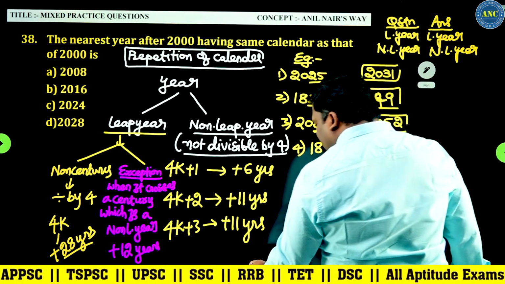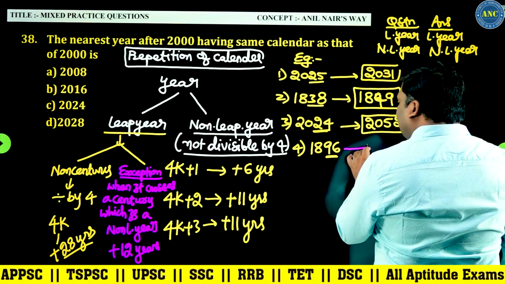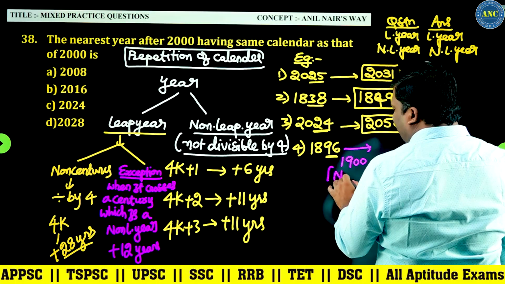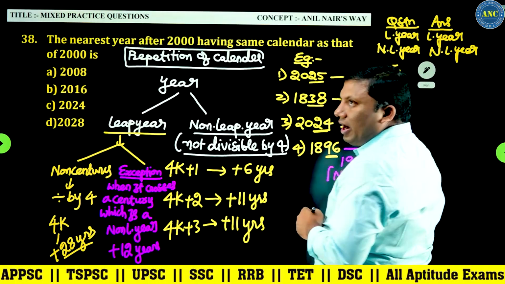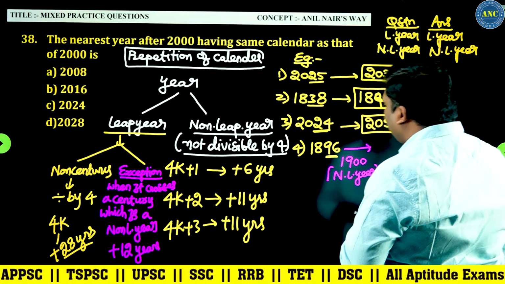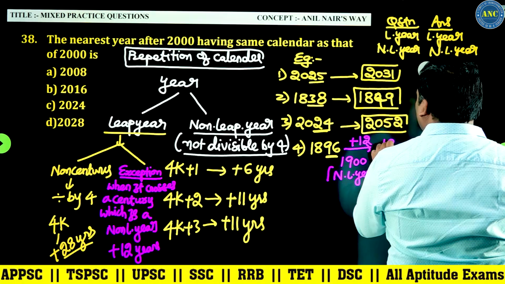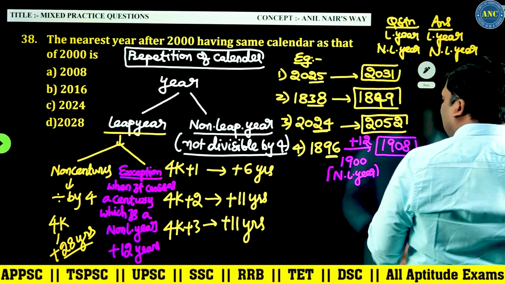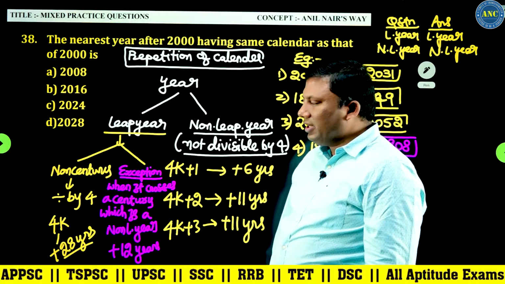It is crossing a century, 1900, which is a non-leap year. If the given year is a leap year and it is crossing a century which is a non-leap year, then the calendar will repeat after 12 years. 1896 plus 12, answer for this question is 1908. I hope it is clear.